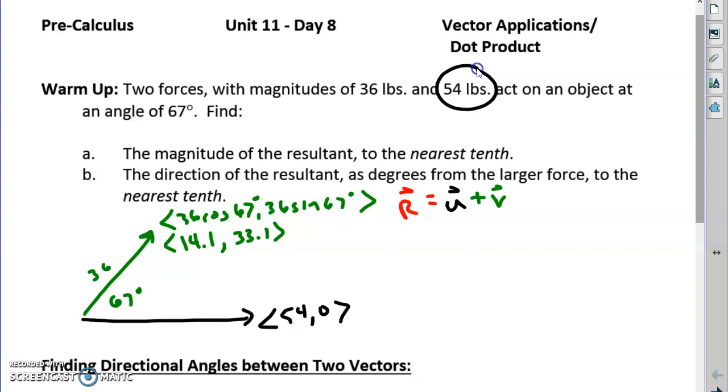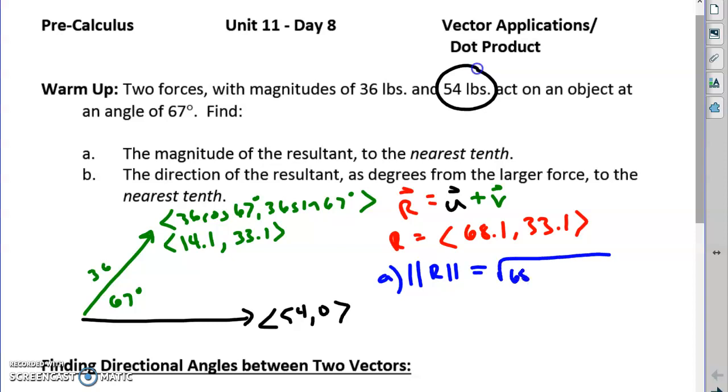R as a component form vector, the resultant equals 68.1, 33.1. Again, there was no vertical on the original black. Now we can answer question A. Magnitude of R, square root 68.1 squared plus 33.1 squared equals 75.7.